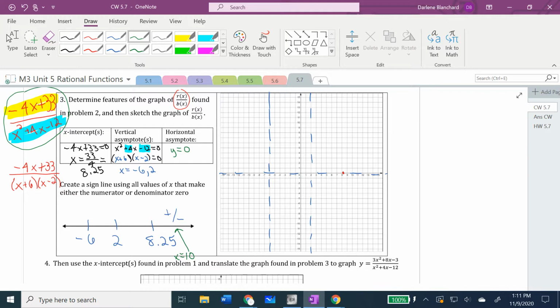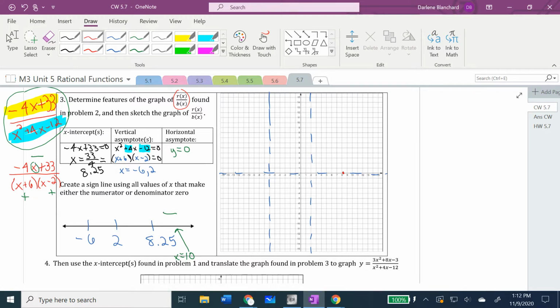And in this format, it's going to be easier to work with. Now, if I plug 10 into this x, do you see that the numerator is going to be negative? And then if I plug 10 into x plus 6, I will get positive. 10 into x minus 2, I'm going to get positive. So I have a negative number divided by a positive number. That tells me that this graph exists underneath the x-axis when I am greater than 8.25.